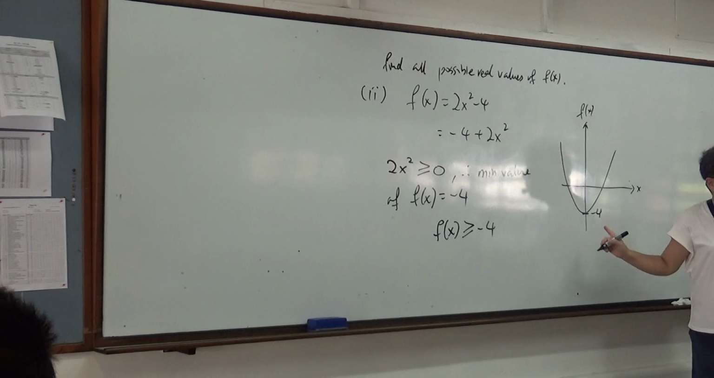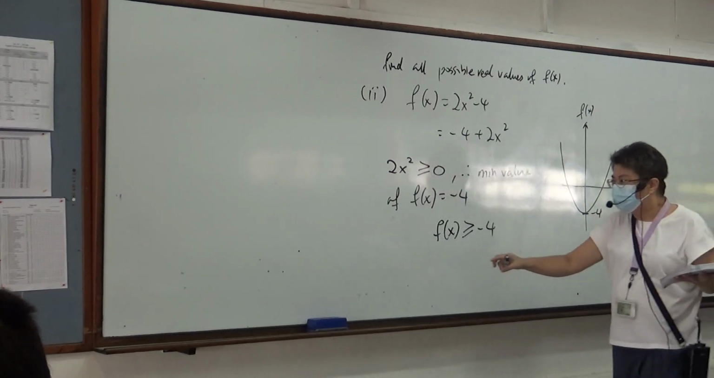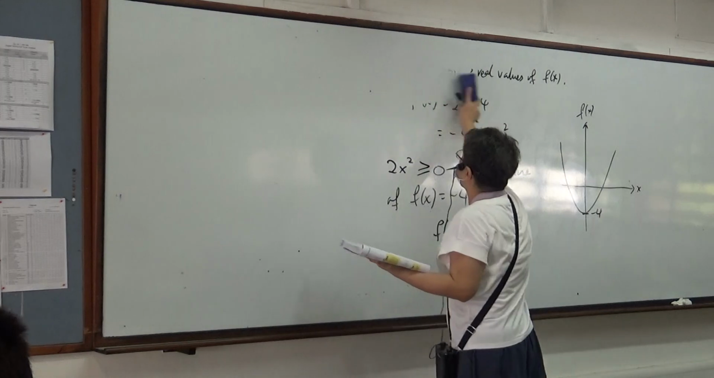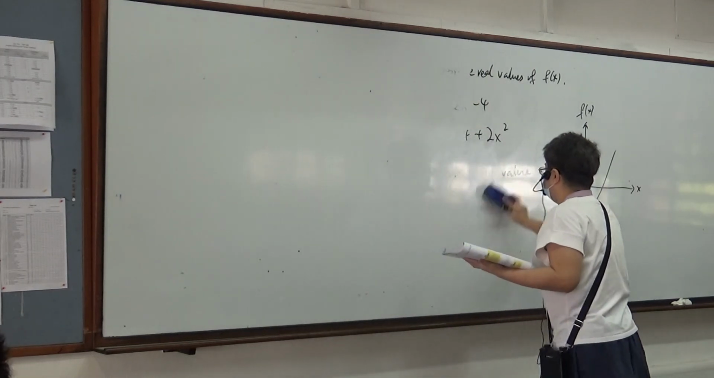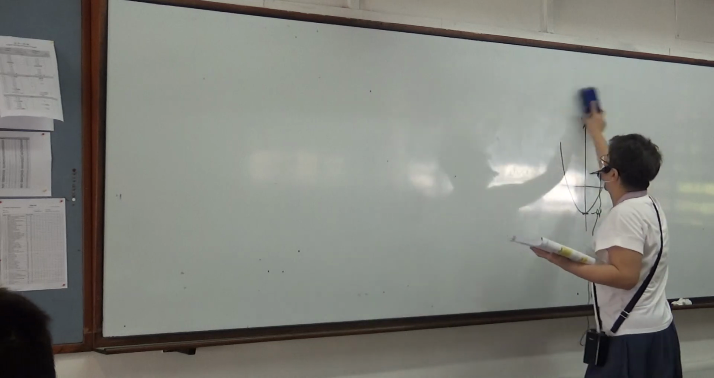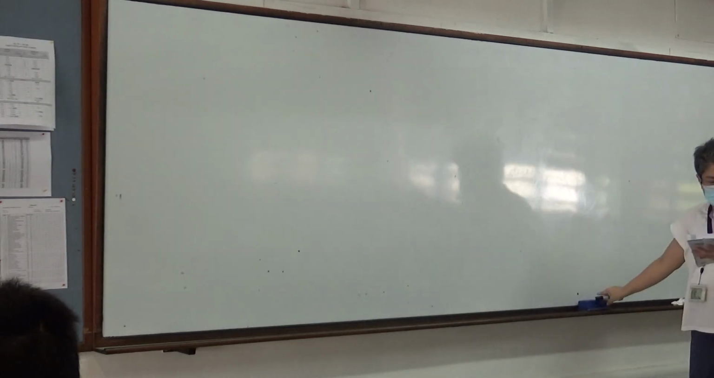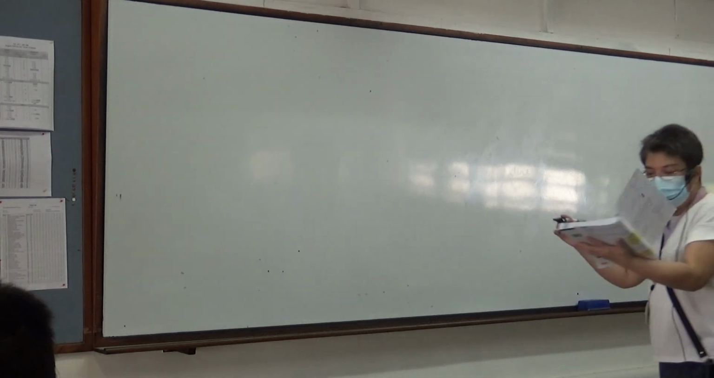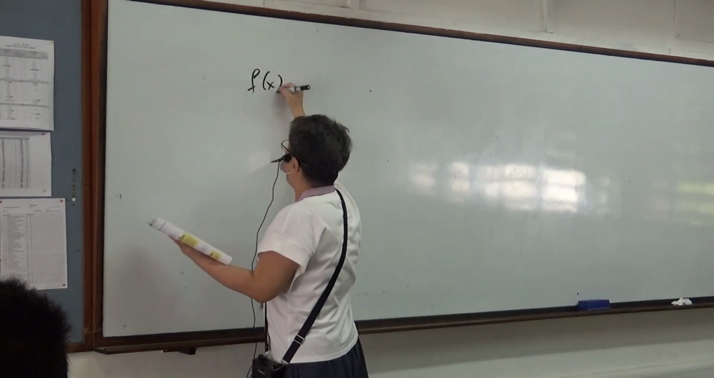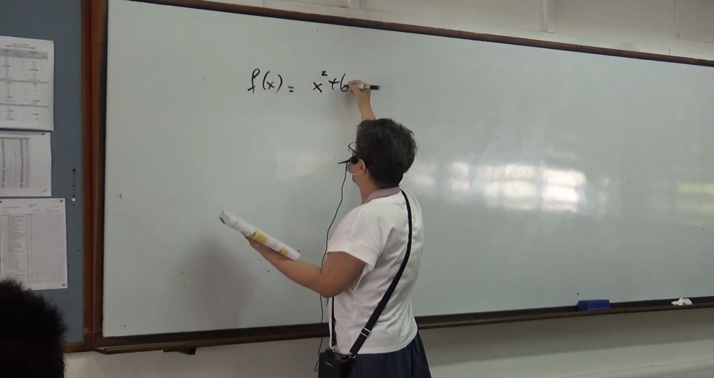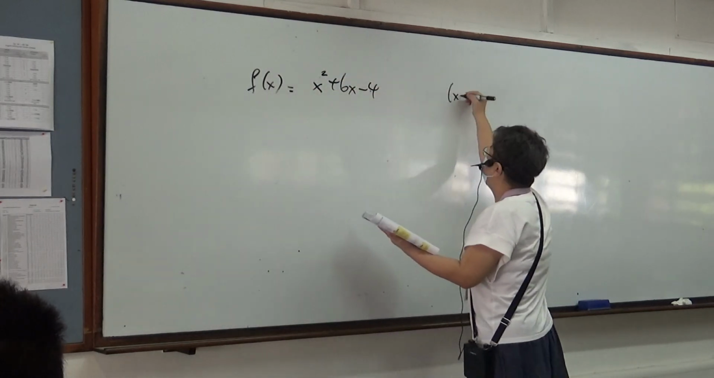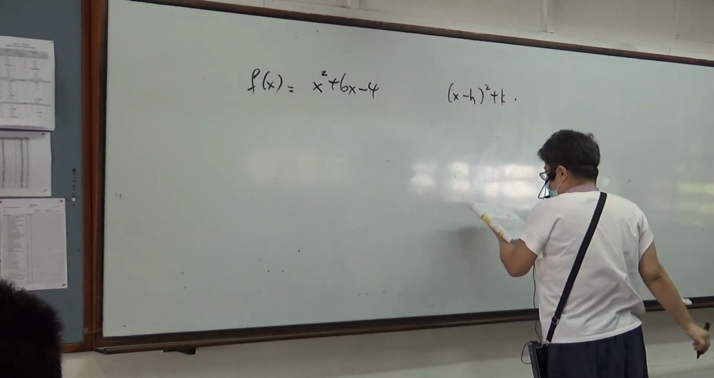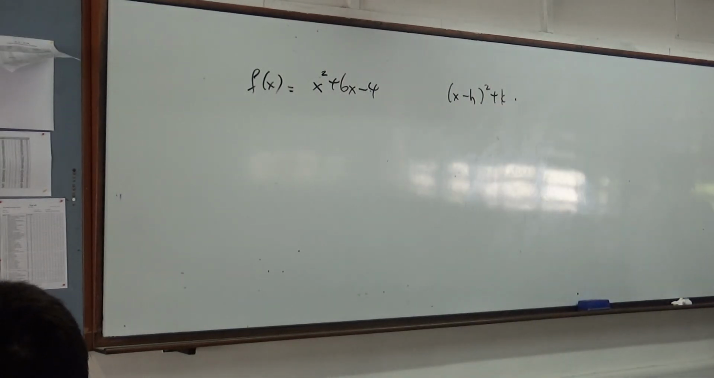Now, are you clear here? Okay, come. Now, next part. I'm going to answer each and every part properly, so you better make sure you know what I'm saying. Number 2. Express f(x) equals x squared plus 6x minus 4 in the form (x minus h) squared plus k, where h and k are constants. Hence find blah blah blah. I must express first, right?